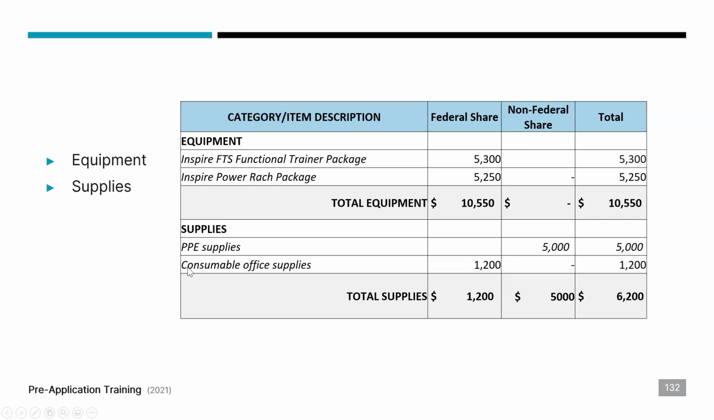Supplies, again, these are consumable office supplies, and we'll show you how we calculated that amount. And then here's something that you can consider if you feel it's applicable to your project, PPE supplies. So we budgeted $5,000, which is part of their non-federal share contribution, but this would be really important, especially for this project where you have people going to a gym facility. So you have to make sure that the equipment is sanitized between people. You have masks, you have hand sanitizers and all that stuff that is needed for PPE.